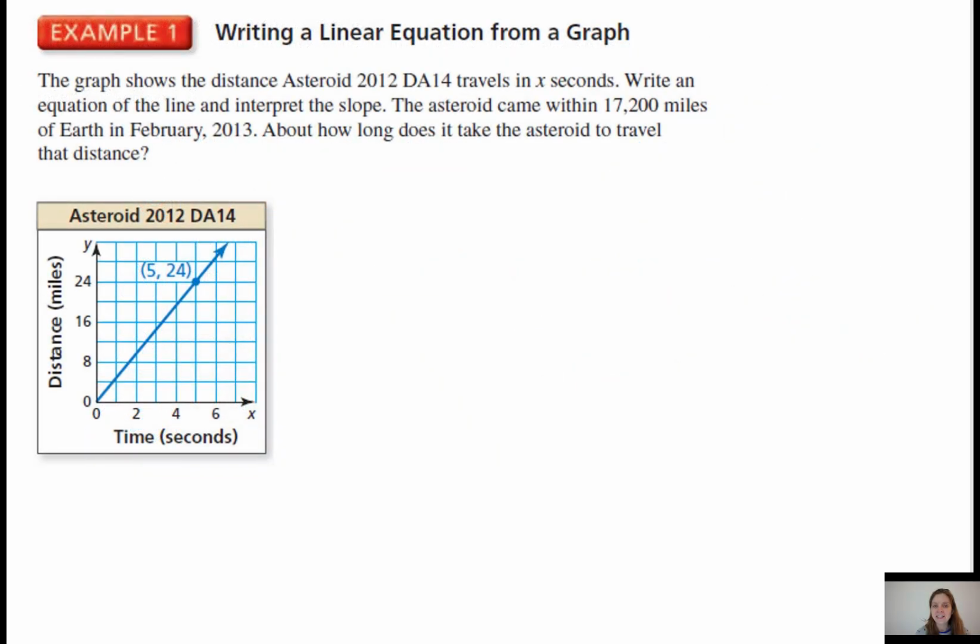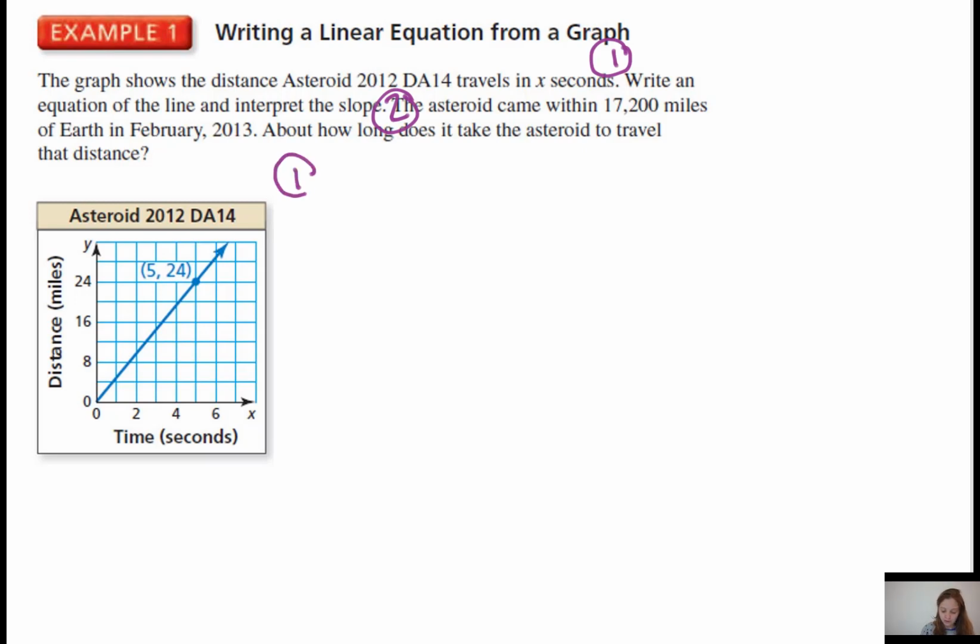Example 1, writing a linear equation from a graph. The graph shows the distance asteroid 2012 DA14 travels in x seconds. Write an equation of the line and interpret the slope. The asteroid came within 17,200 miles of the Earth in February 2013. About how long does it take the asteroid to travel that distance? Let's split this into 2 parts. The first part is to write the equation of the line and interpret the slope.